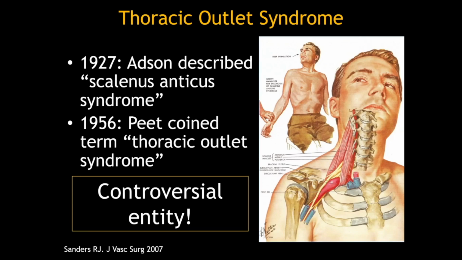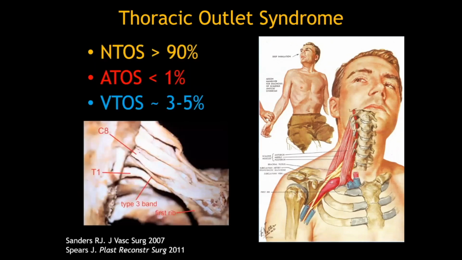This was first described by Dr. Adson, for which the famous Adson maneuver is named after. It was referred to as the scalenus anticus syndrome in 1927. And subsequently, Dr. Peet coined the term thoracic outlet syndrome in 1956. Now, this is a bit of a controversial entity, and it can be comprised of either vascular or neurogenic forms, or sometimes in some cases mixed forms. So the vast majority of forms of this thoracic outlet syndrome are going to be neurogenic, meaning compression of the nerves, and the minority of vascular thoracic outlet syndromes will be venous and more rarely arterial.